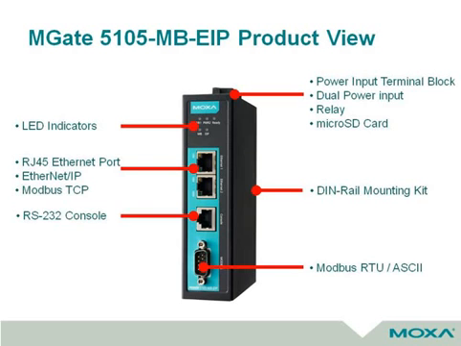This is the product view of MGate 5105. There are 3 major interfaces. The first one is the RJ45 port. It is the Ethernet port, which runs the Modbus TCP protocol and the EIP protocol. The second one is the RS-232 console, where the user can use a terminal program to log into MGate 5105 and configure the basic settings. The third one is the Modbus RTU or ASCII DB9 female port. It is used to connect to Modbus devices.